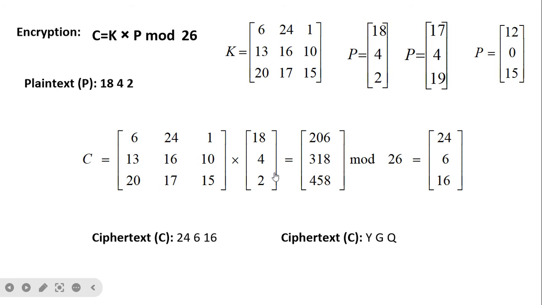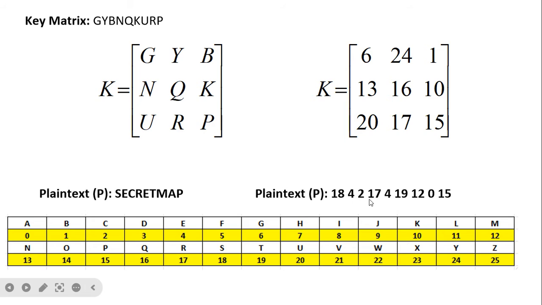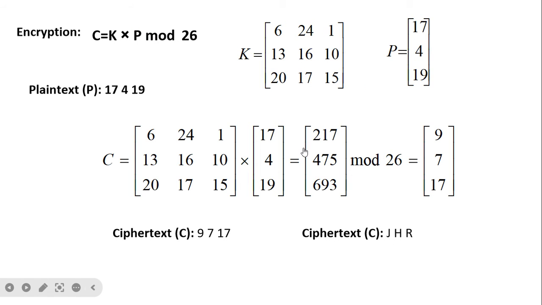Then we just multiply, and as our answer must always be between 0 and 25, we apply the mod 26 operation. After the mod 26 operation, it is 24, 6, 16. In this way we take the first 3 characters 18, 4, 2. Next we take 17, 4, 19, and then 12, 0, 15. For 17, 4, 19, we multiply with this K matrix, and after that we get the result. We do the mod 26 operation so that our result will come between 0 and 25.